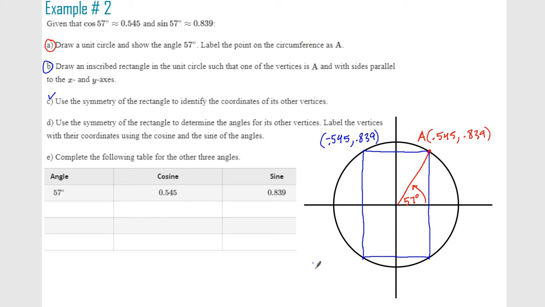Then this x value would be the same. Now for the y value, we go halfway to the x-axis, then we go another half. That would be negative 0.839. Here we have positive x, so 0.545, comma, negative 0.839, because it's in the negative y direction. So use the symmetry of the rectangle to determine the angles for its other vertices.